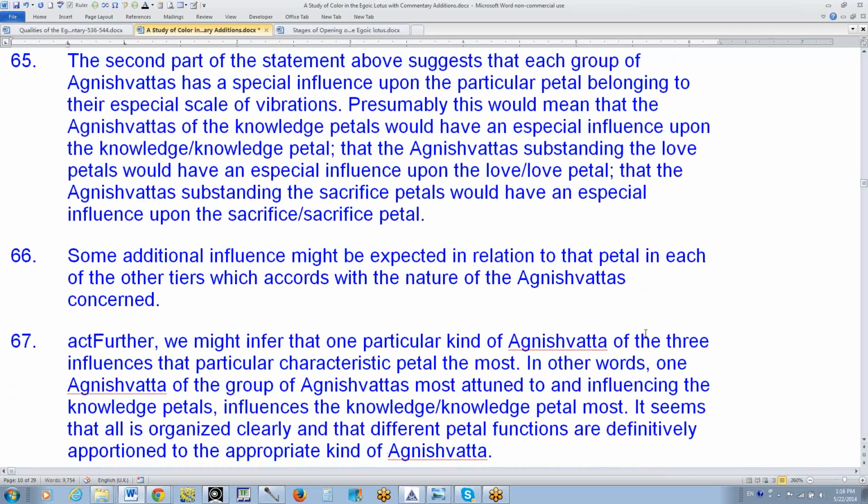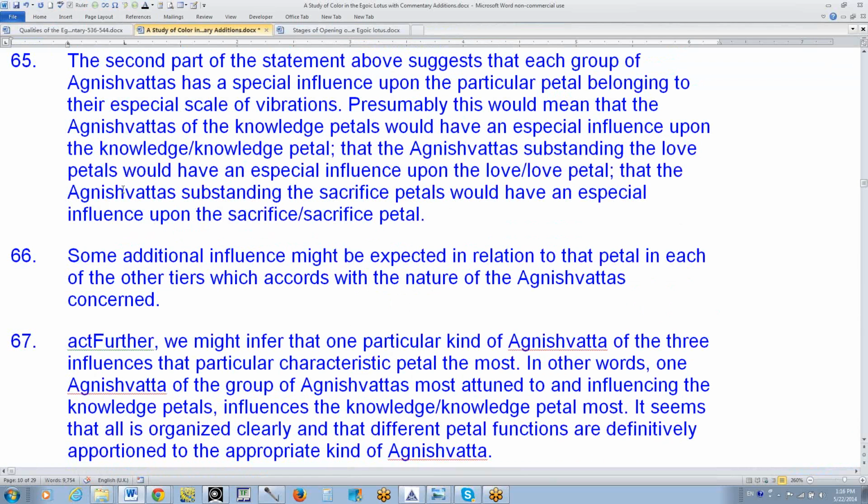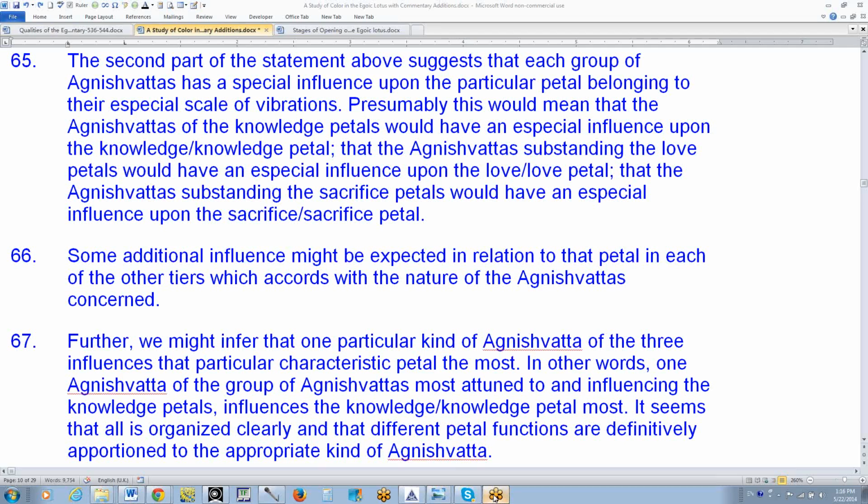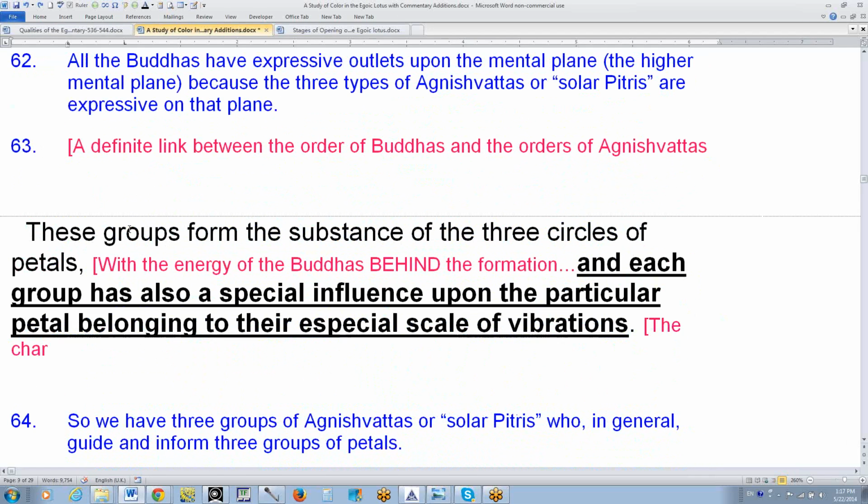The character and quality of the petals is all mathematically, vibrationally determined.